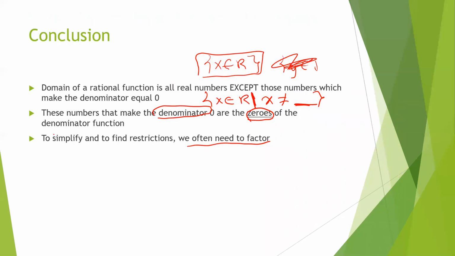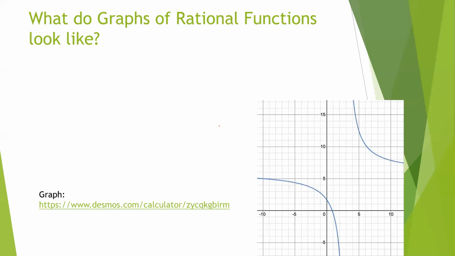And that was a big conclusion here, right? The numbers that make the denominator go to 0 are the zeros of the denominator function, and those are also your restrictions, right? And that's the big ticket item here that you have to understand. These are your restrictions. Okay.